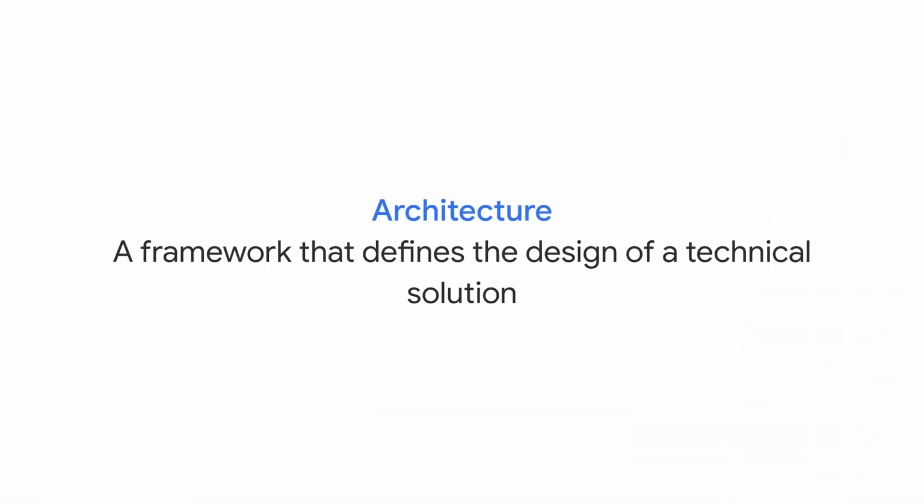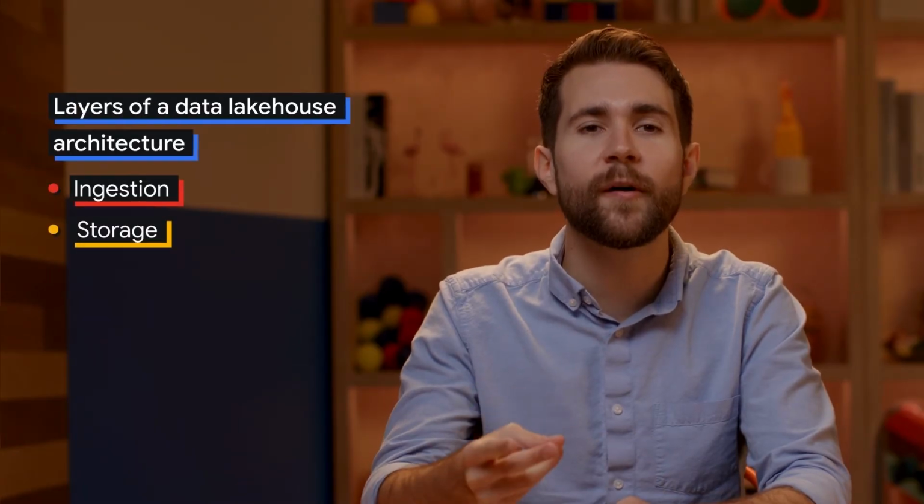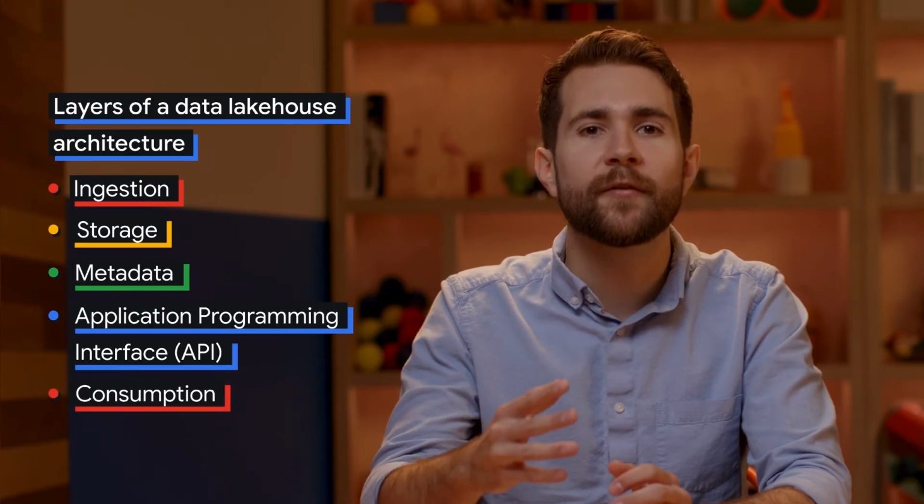An architecture is a framework that defines the design of a technical solution. The architecture of a data lakehouse combines two separate platforms. It also allows you to connect all of your tools to a single data source. There are 5 layers of a data lakehouse architecture to keep and organize all the data. These include ingestion, storage, metadata, application programming interface, or API, and consumption. Think of these as the building blocks for any data lakehouse architecture.